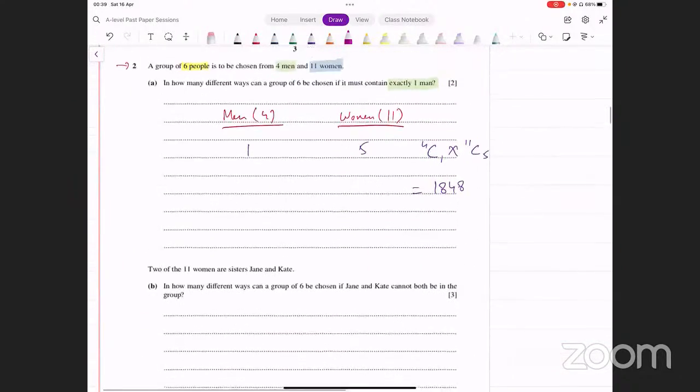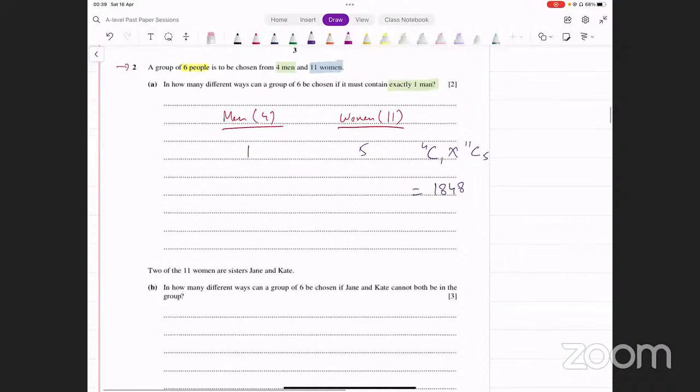All right. Let's look at the second part here. 2 of the 11 women are sisters, Jane and Kate. In how many different ways can a group of 6 be chosen if those 2 sisters cannot both be in the group? Okay.